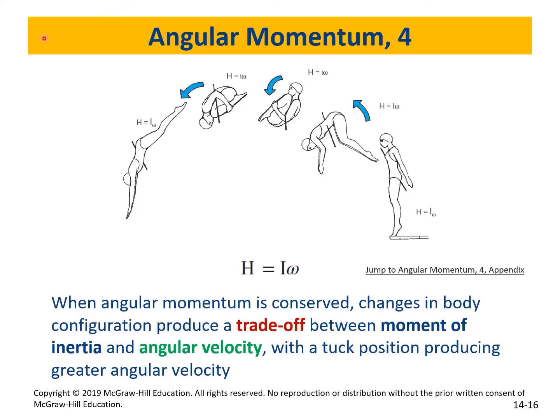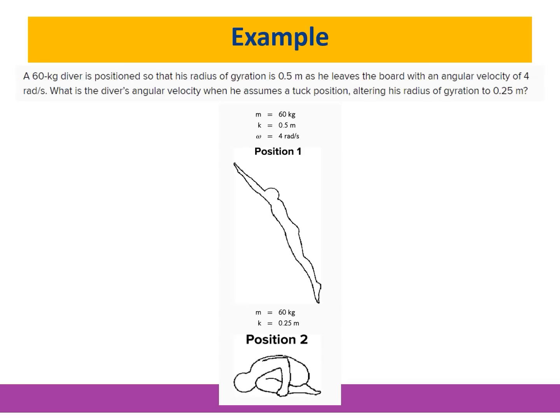And when she dives in, she increases the moment of inertia but reduces the velocity, so there is slow rotation, and H is always conserved. So when angular momentum is conserved, changes in the body configuration produce a trade-off between the moment of inertia and the angular velocity. The tuck position produces a greater angular velocity. Does it make sense? Make sense, guys? With this, H should always be constant if there are no external torques acting on it. Alrighty.